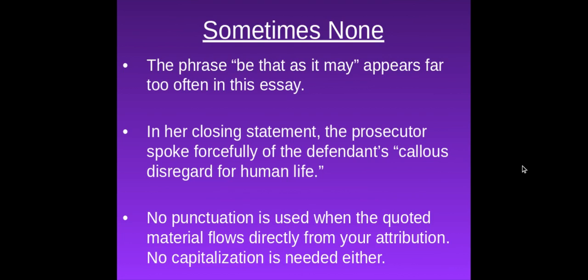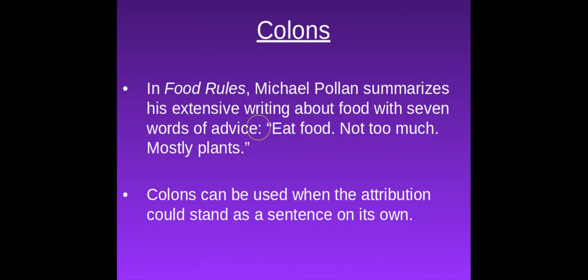Okay, so now I have something to throw a wrench into the works here. First couple examples have been pretty easy, but now I'm going to throw in the wrench of a colon. So in the other examples of front attribution, we had commas introducing the quote. In this case, we have a colon introducing a quote. So look at the first bullet point. I am quoting from a book called Food Rules by a guy named Michael Pollan. Okay, so I have this very long attribution at the beginning, front attribution.